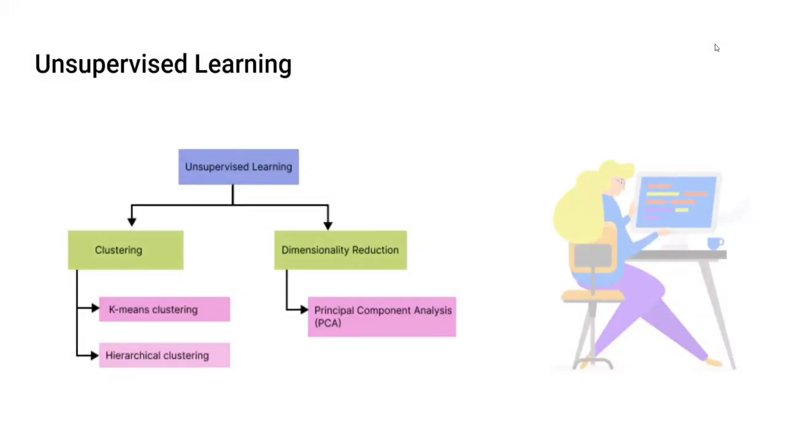Unsupervised learning. Unsupervised learning has two types, clustering and dimensionality reduction. In clustering, we see k-means clustering and hierarchical clustering. In dimensionality reduction, we're going to see principal component analysis.